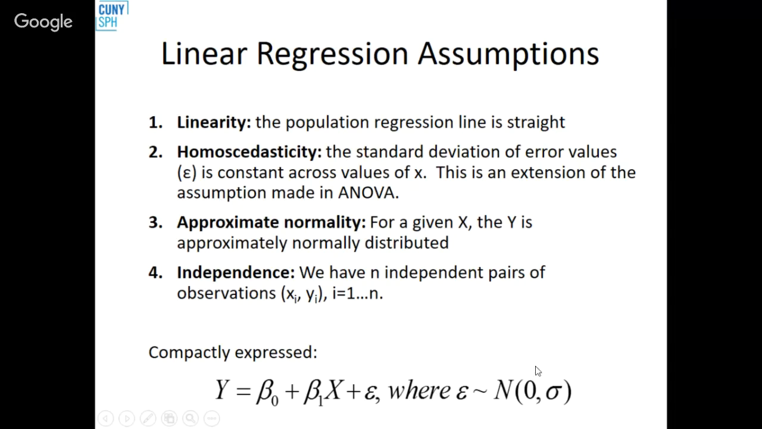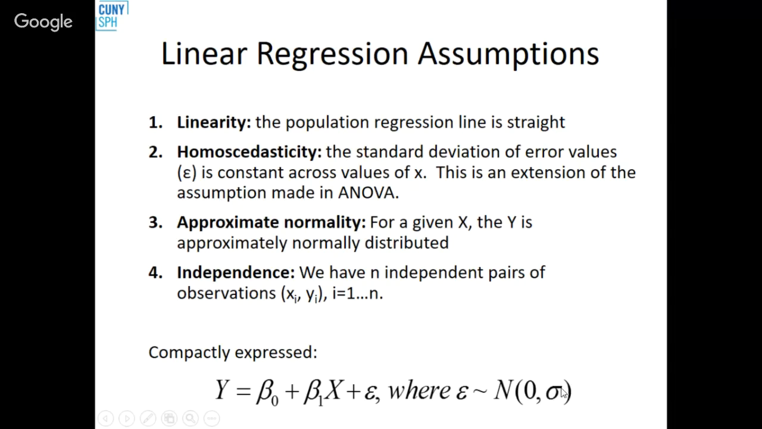That all of those errors have a mean of 0. If the errors have a mean of 0, it must mean that the linearity assumption holds. Because if you have a nonlinear term, something not captured by the beta 0 plus beta 1 x, that means that in certain parts of the line you'll have a lot of negative errors, and in other parts you'll have a lot of positive errors. So if all the error terms come from the same normal distribution with a mean of 0, then it must be linear.